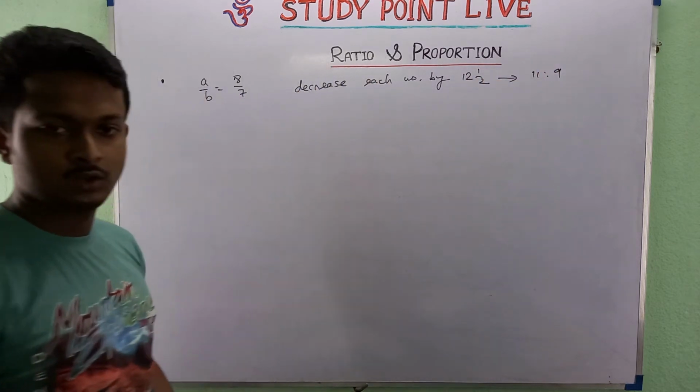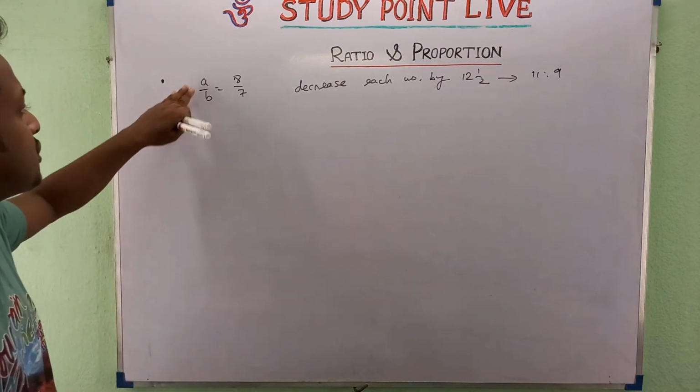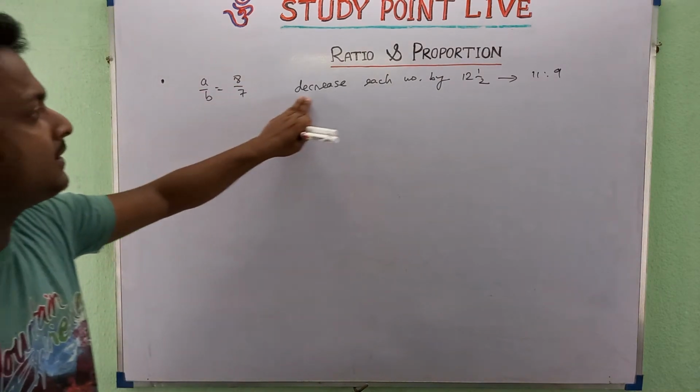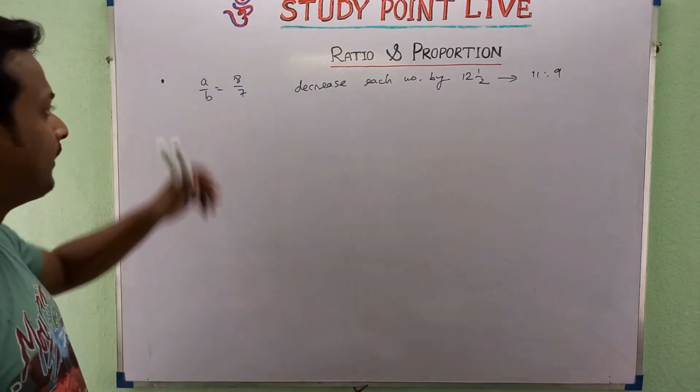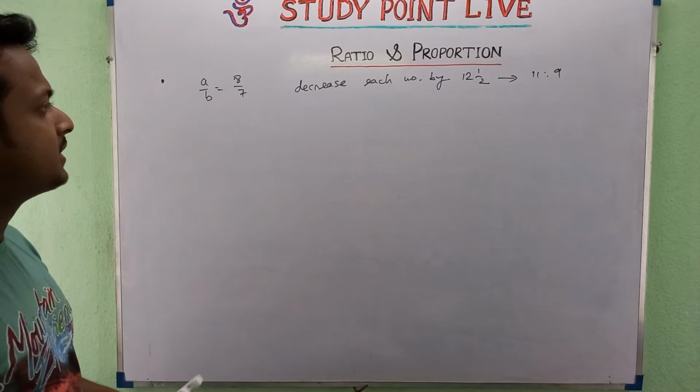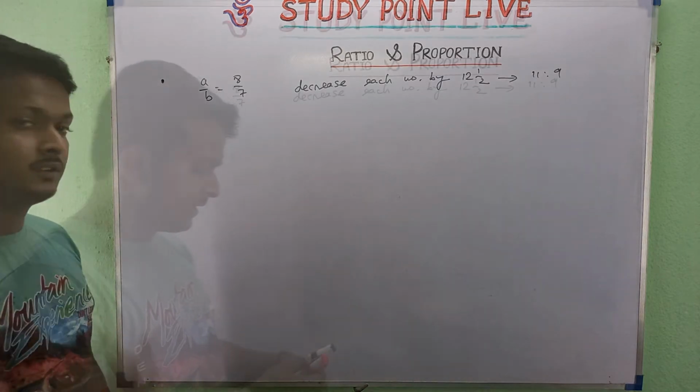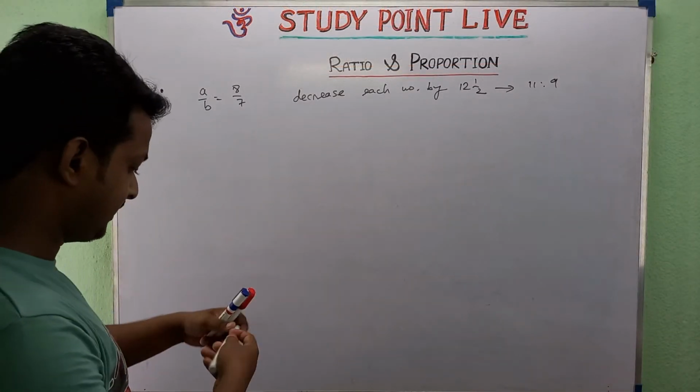11:9. Okay, means initially the ratio of two numbers is this. When each element is decreased by this, then the ratio becomes this. Find two numbers. Means find the value of a and b. So this is the question. Now see how to solve it. Here a by b is this.